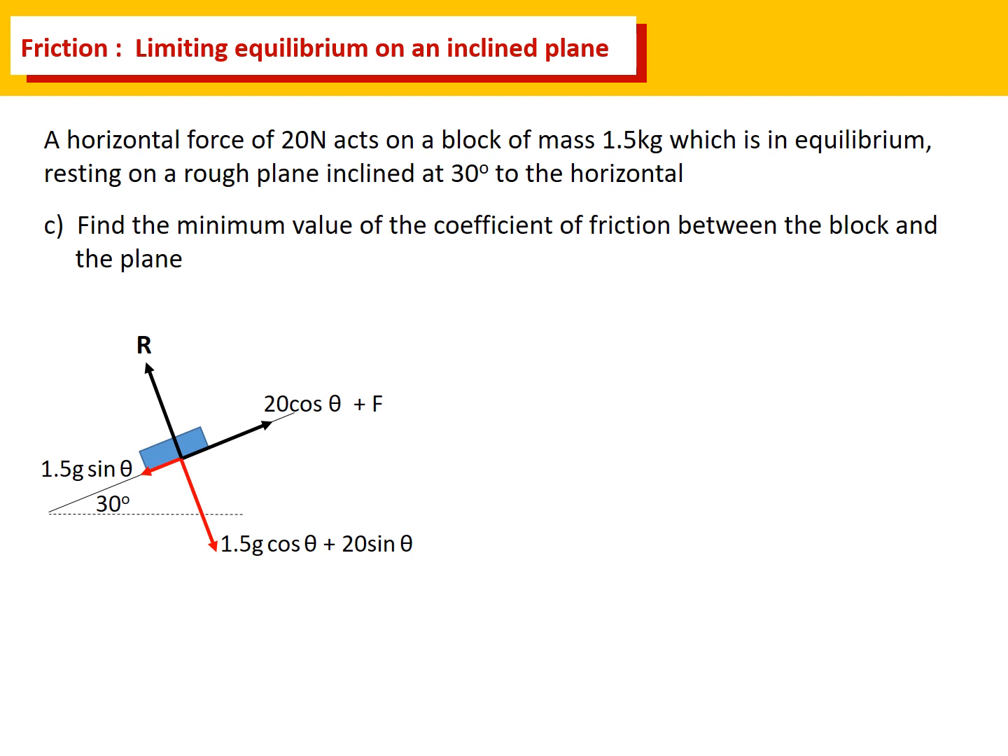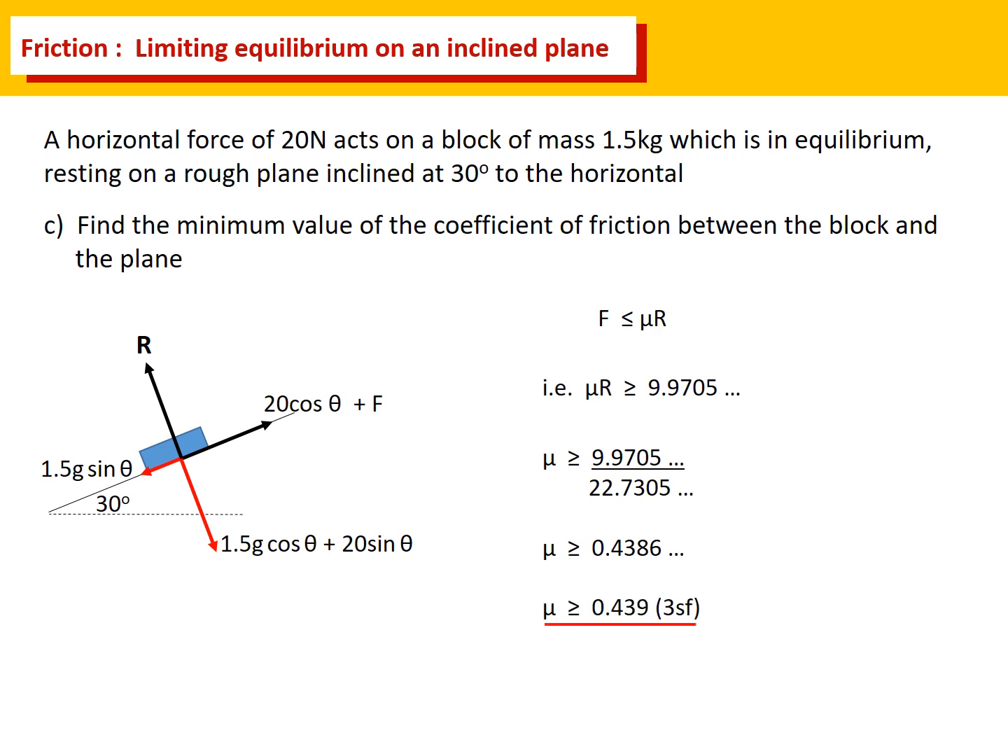For part C, to find the minimum value of the coefficient of friction, remember F is less than or equal to mu R. It only equals mu R when it's at its maximum. So mu R then is greater than or equal to 9.9705. Therefore, dividing by 22.7305, which is the value of R, mu therefore is greater than or equal to 0.4386, which is 0.439 to 3 significant figures.